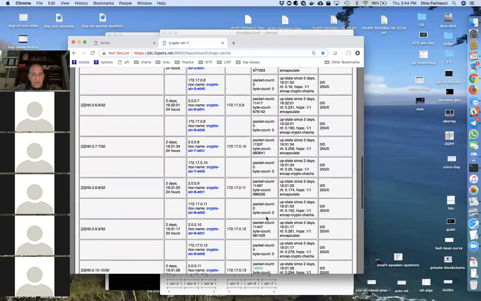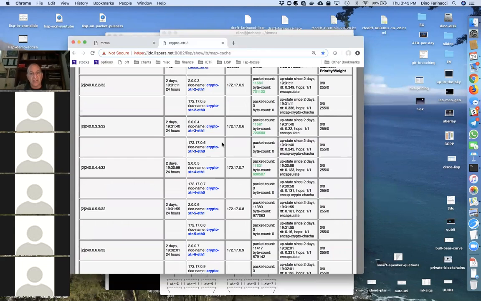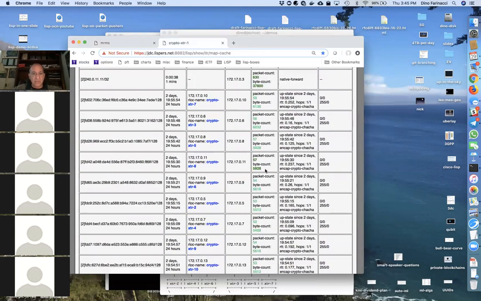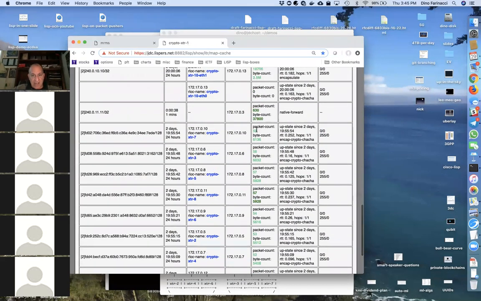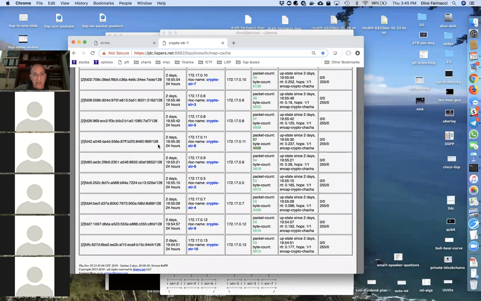Now, the packets being sent across these IPv4 EIDs are generated by the Nexus application. And the packets down here are being generated by the ping mesh. And you can see how these packet counts have lit up for all the different EIDs. Now what's important is that when this system is encapsulating packets to this EID, the outer header has this IPv4 address. And since you see this encap crypto cha-cha, we're using the cha-cha cipher to encrypt the packets. And on this side, the packets are decrypted and then decapsulated to deliver to the application. Okay.